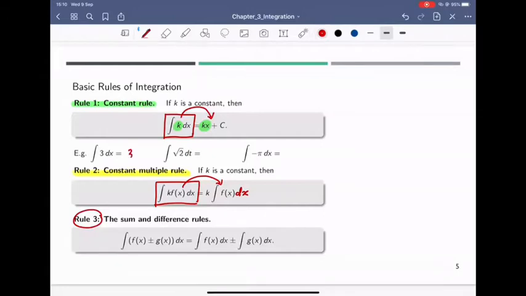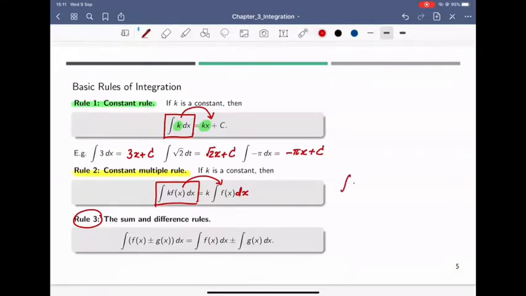So what I'm going to get is 3x plus c, right? Because I know that if I differentiate 3x plus c, I'm going to get back 3. So if I integrate square root 2, I'm going to get back square root 2 x plus c. If I integrate negative pi dx, I'm going to get negative pi x plus c. Simple like that.